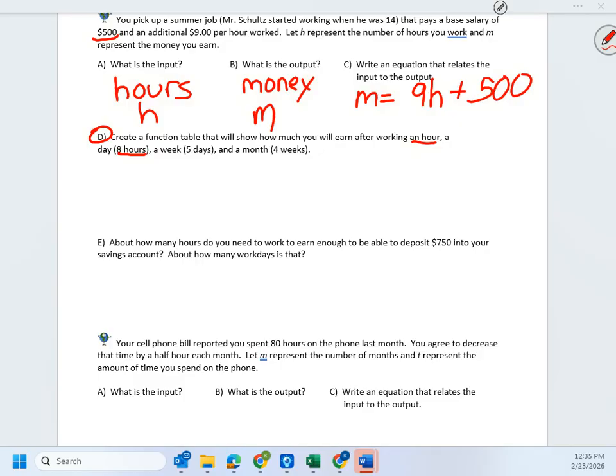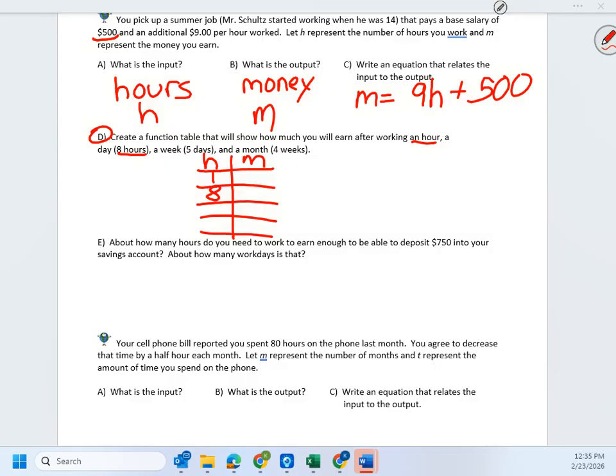So now we need to create a function table. So what am I gonna put on the left? Which letter? Madeline? And what do I put on the right for the output, Madeline? So I know I'm putting my hours in. So it says an hour. What number should I put there? When it says an hour, Clara? 1. Then I have 8 hours. And then I have a week, which is 5 days. So am I gonna put a 5 in there?